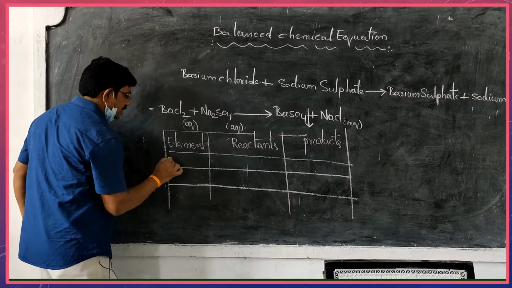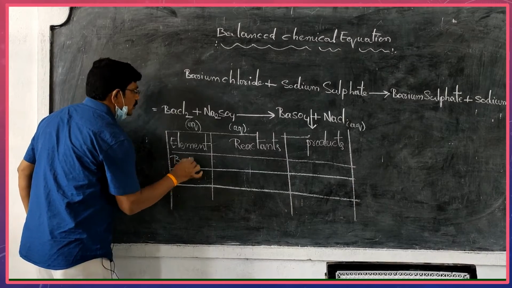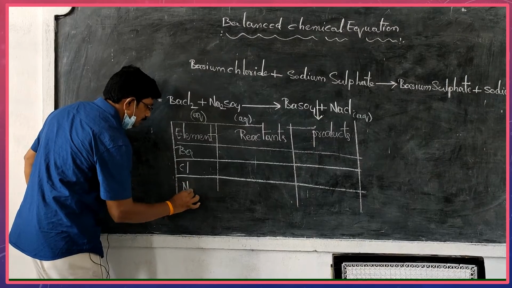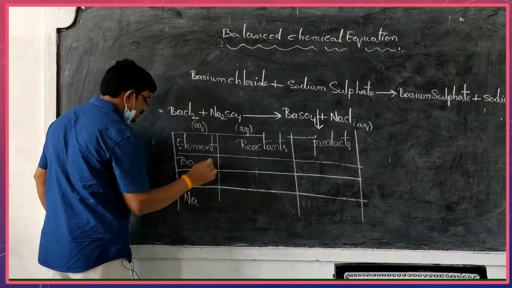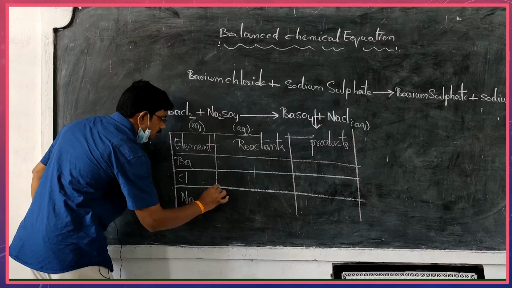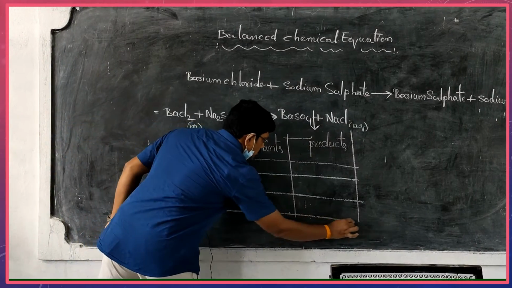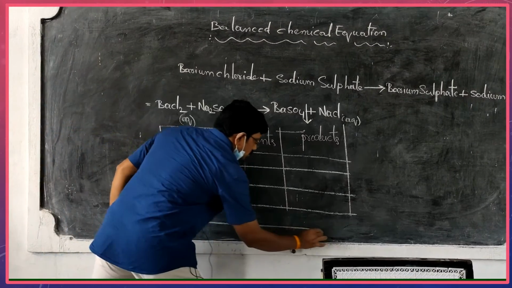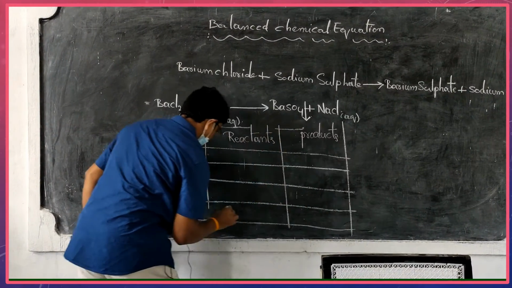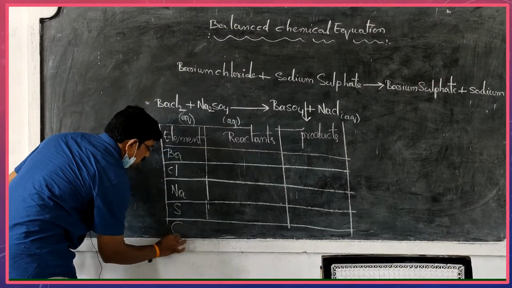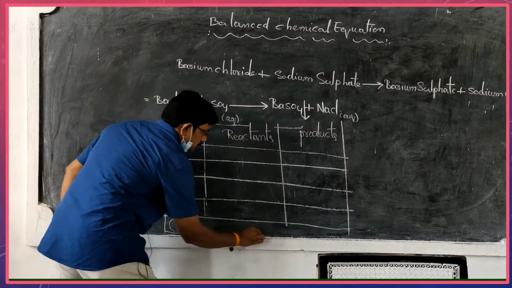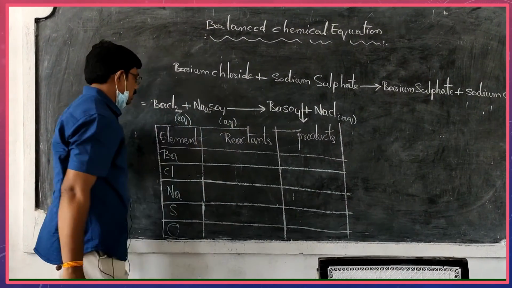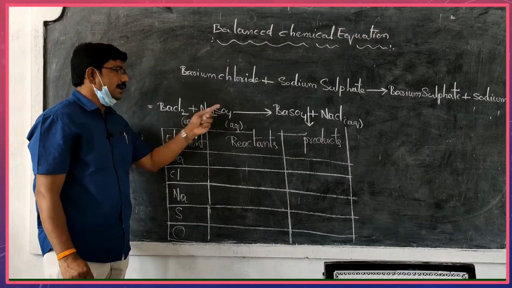One by one. First one is barium. Next one is chlorine. Next one is sodium. Next one is sulfur. The last one is oxygen. These are the elements present in this chemical reaction.